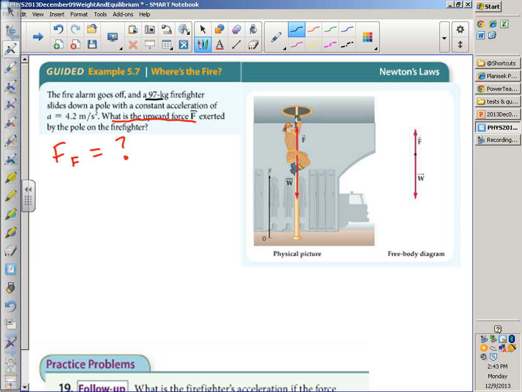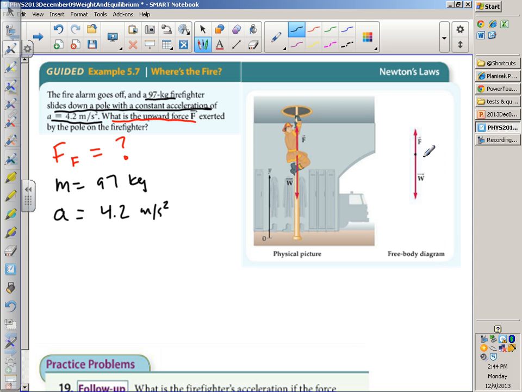Things that we know. 97 kilograms. That's the mass of the firefighter. And then it tells us sliding down the pole with a constant acceleration of 4.2 meters per second squared. So it gives us the acceleration, 4.2 meters per second squared. Okay? Good with that? All right.